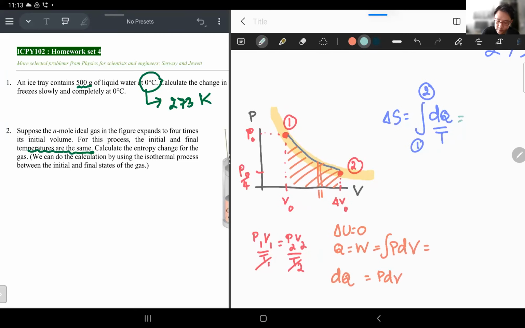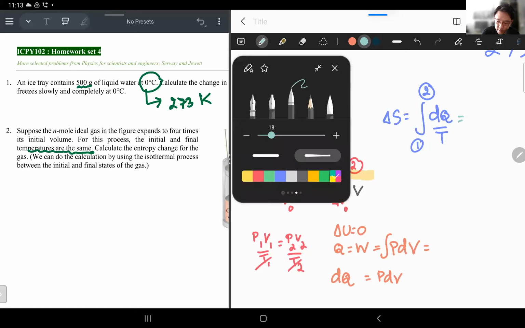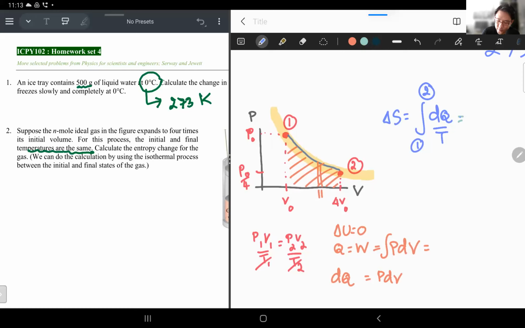Equal P dV over T from 1 to 2. You guys with me so far? All right, I'm just extracting the dQ. It's just a general property of an isothermal process. The heat exchange must be equal to the work done, but because the work can be done in a very small change, we just take the differential form of this one and plug it in here. dQ is just P dV.